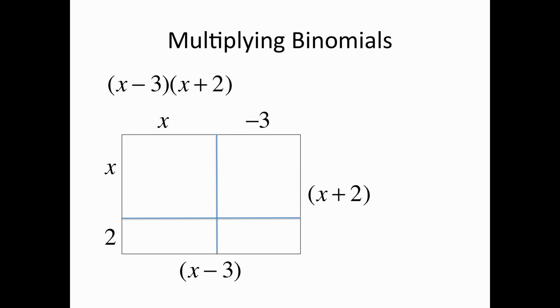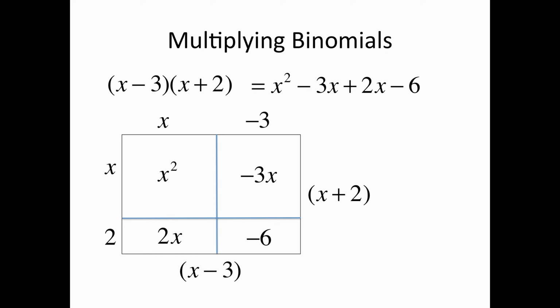Now, we're going to think of this really as a table rather than a strict geometric model. We'll fill out this multiplication table and then add the areas and still come out with the correct result. So x times x is x squared, x times negative 3 is negative 3x, 2 times x is 2x, and 2 times negative 3 is negative 6. If we add everything up, we get x squared minus 3x plus 2x minus 6. Minus 3x plus 2x is equal to negative x, so this simplifies to x squared minus x minus 6.